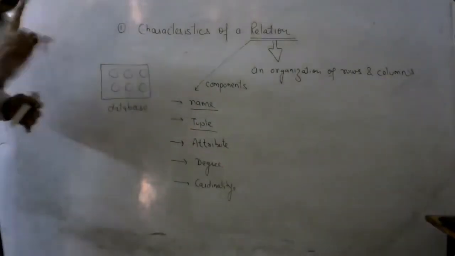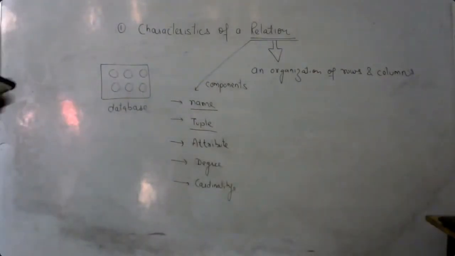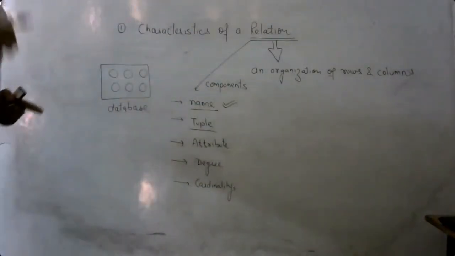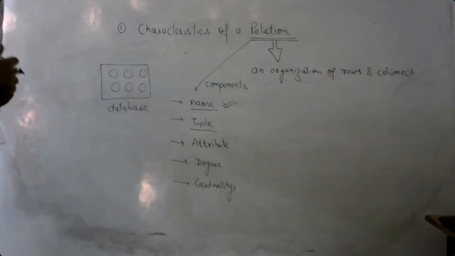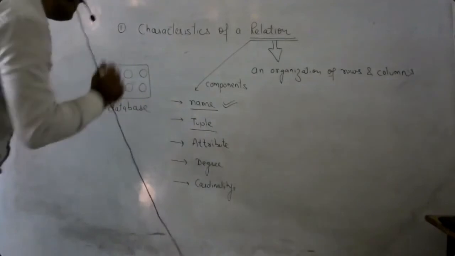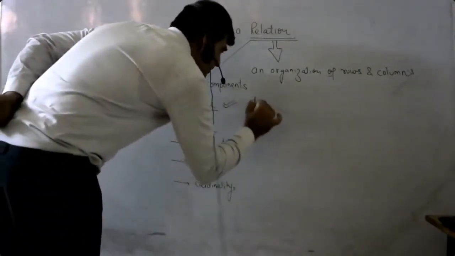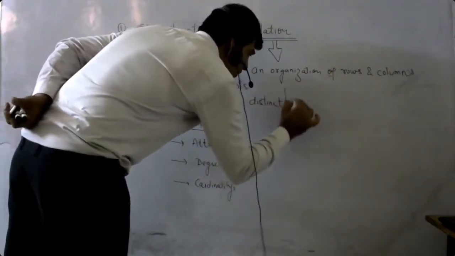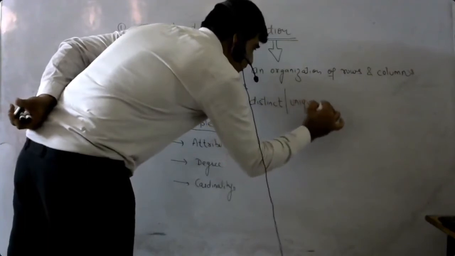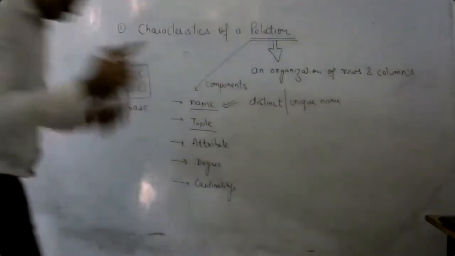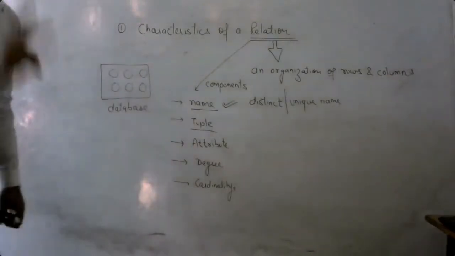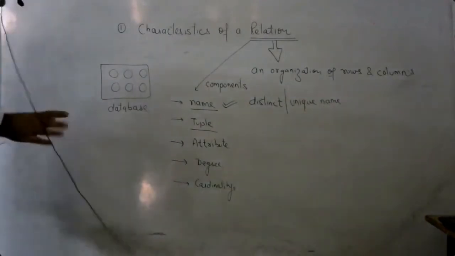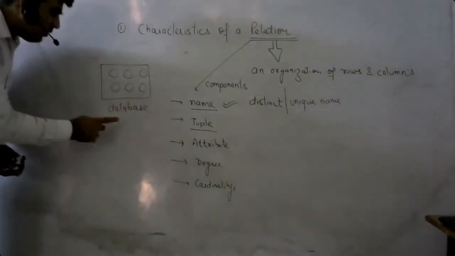So the very first characteristic, when we talk about the name of a relation: each and every relation in a database has a distinct or unique name. No two relations in a database have the same name.